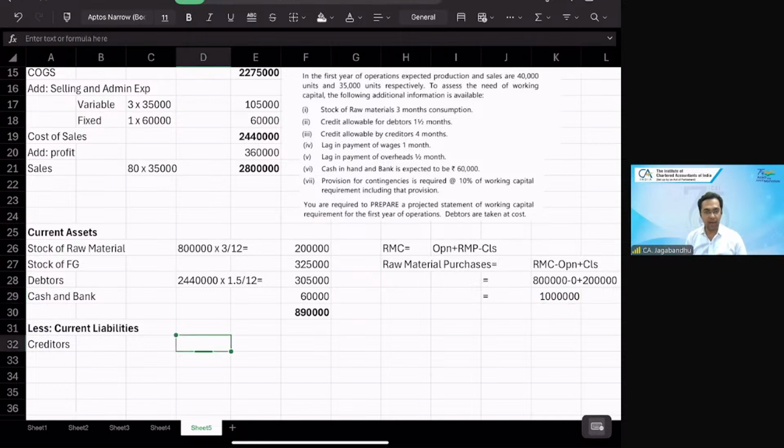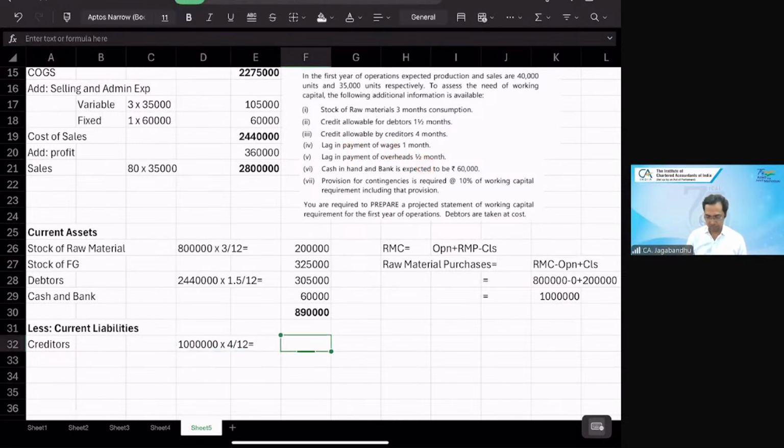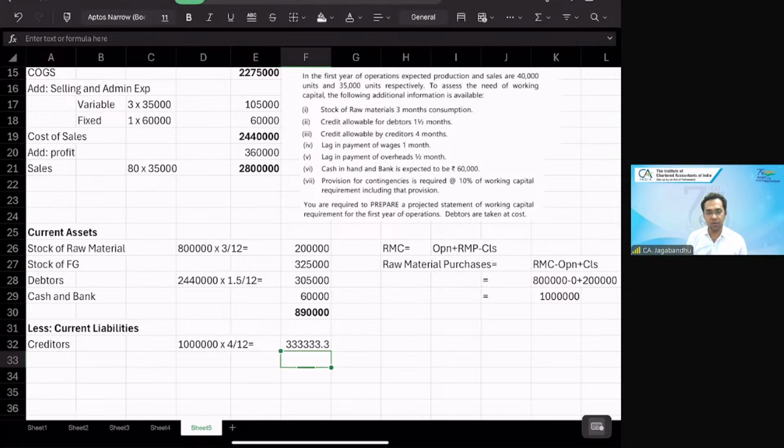10 lakh. So now my calculation will be based on this 10 lakh. So 10 lakh into credit allowed by creditors is 4 months. So 4 by 12, so that's going to be 10 lakh into 4 by 12. So that's 3,33,333.